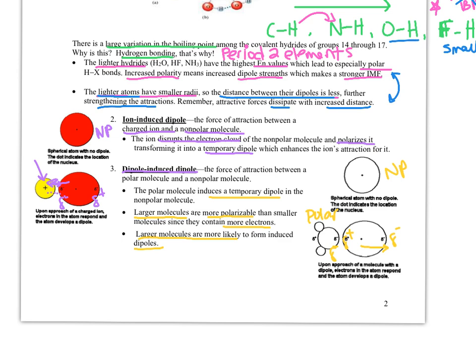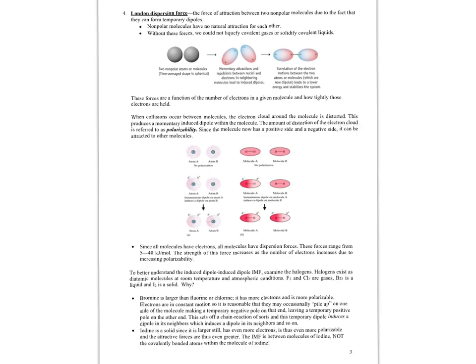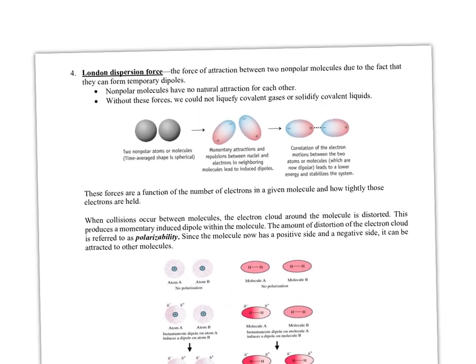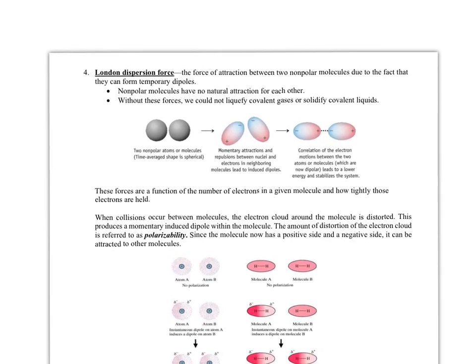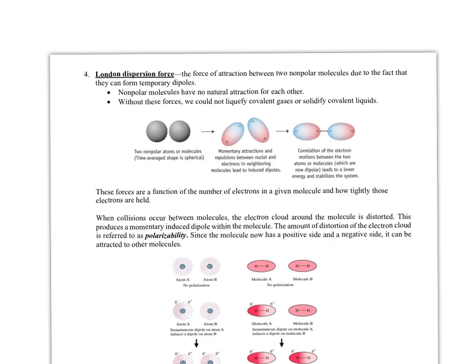All right, so our next, and also one of the very important, commonly seen IMFs is London dispersion forces. London dispersion forces are a force of attraction between two nonpolar molecules. It's basically due to the fact that they can form temporary dipoles. Make sure you realize these are very temporary. They do not last for long periods of time. They'll basically constantly form, break, form, break, form, break. So they're very temporary. They're much weaker.